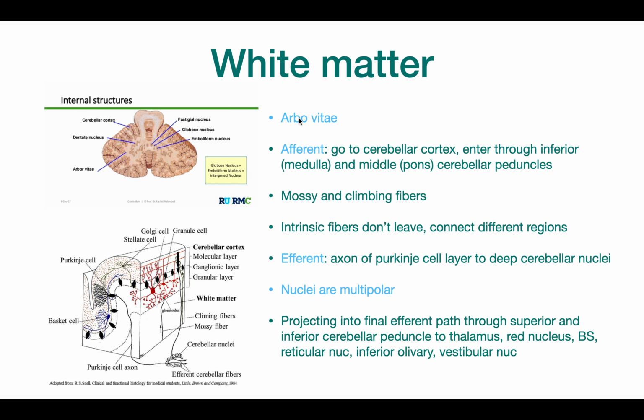Okay, so white matter are the arbor vitae, and they are afferent fibers which go to the cerebellar cortex, and those enter through the medulla, or inferiorly through the medulla, and medially or middle it goes through the pons and the cerebellar peduncles. The efferent fibers are the same. It's still going to be the Purkinje fibers, and those nuclei are going to be multipolar, and those project through a whole host of systems.